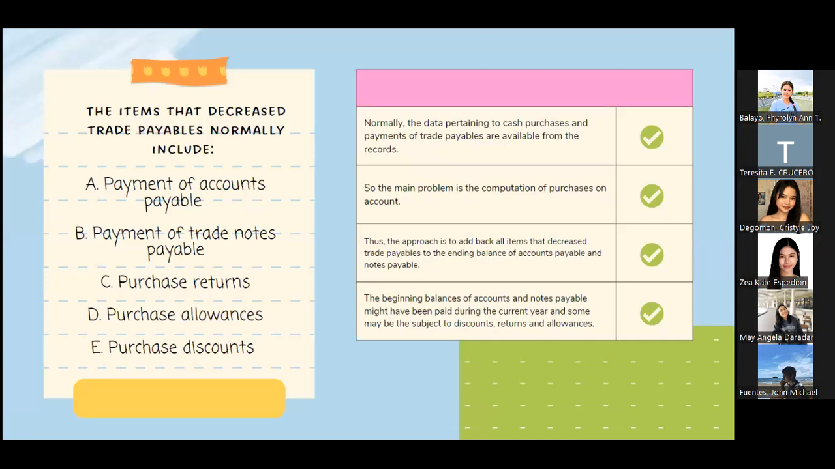Payment of accounts payable, B. Payment of trade notes payable, C. Purchase returns, D. Purchase allowances, and E. Purchase discounts. The beginning balance of accounts and notes payable might have been paid during the current year, and some may be the subject of discounts, returns, and allowances.